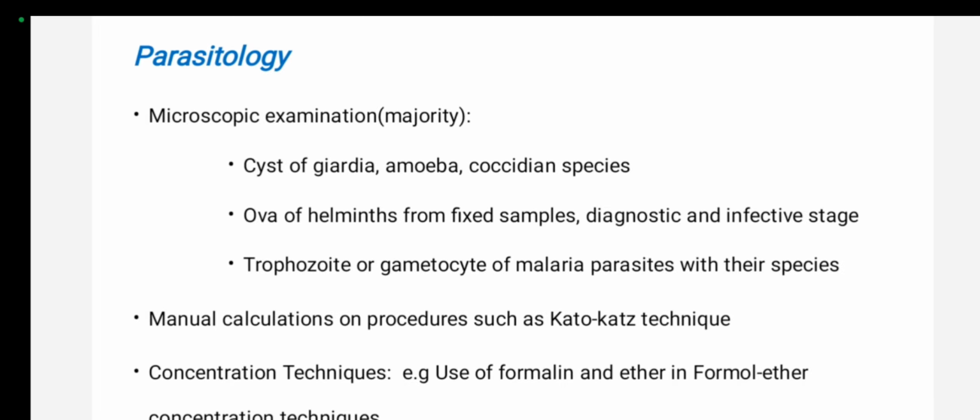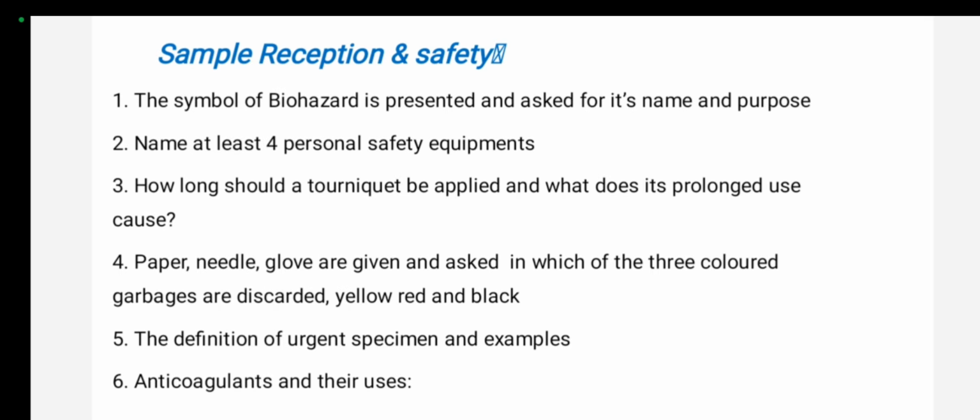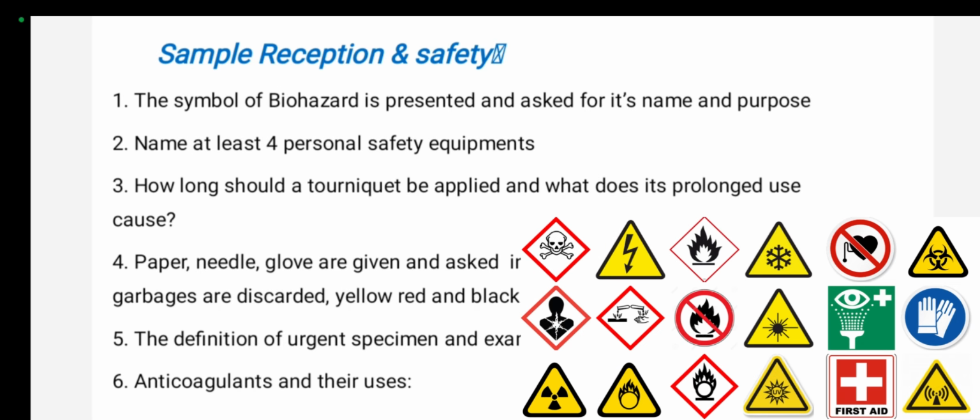Another section is the sample reception and safety section. From the sample reception and safety section we may be asked different things. The first thing is the symbol of biohazard. The yellow, the red, the black: we have to identify which one is used for sharp infectious, sharp non-infectious, non-sharp infectious, and non-sharp non-infectious. So we have to identify the type of biohazard and their purpose, and also the name.